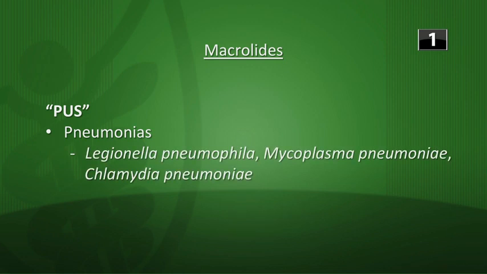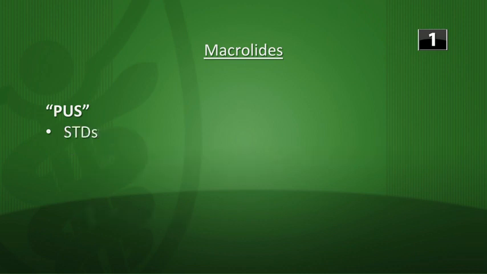For the macrolides, the mnemonic is PUS, P-U-S. P is for pneumonia, especially your atypical pneumonias, which include Legionella pneumophila, Mycoplasma pneumoniae, and Chlamydia pneumoniae. U is for URI, specifically group A strep causing strep throat. And S is for the STDs like gonorrhea and chlamydia.